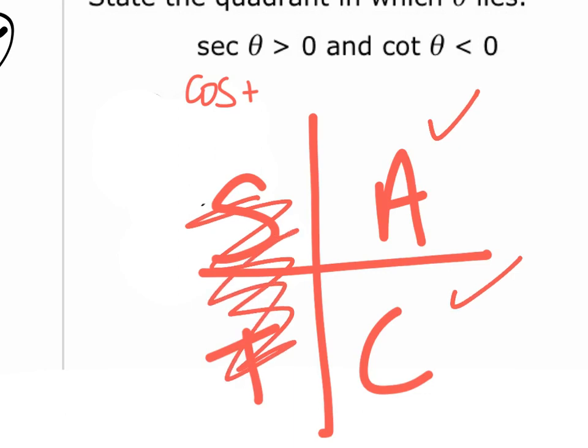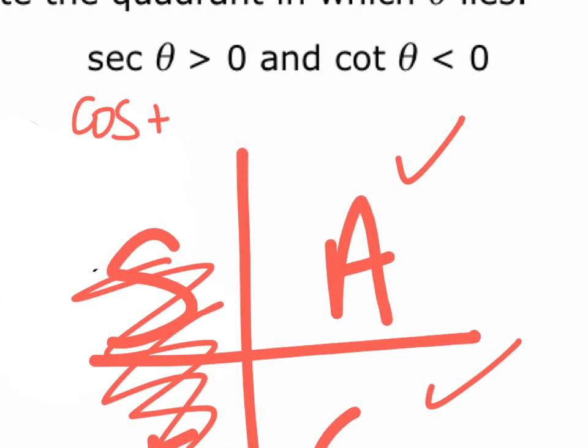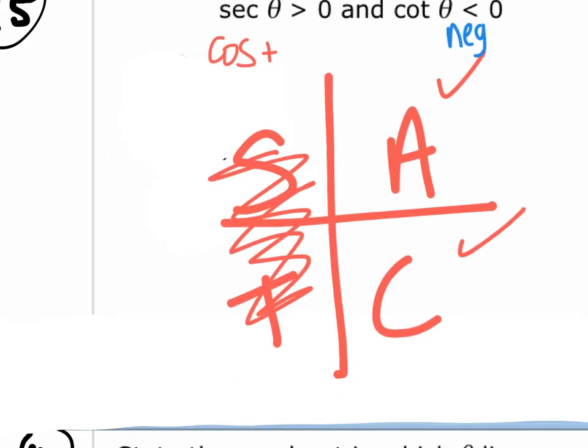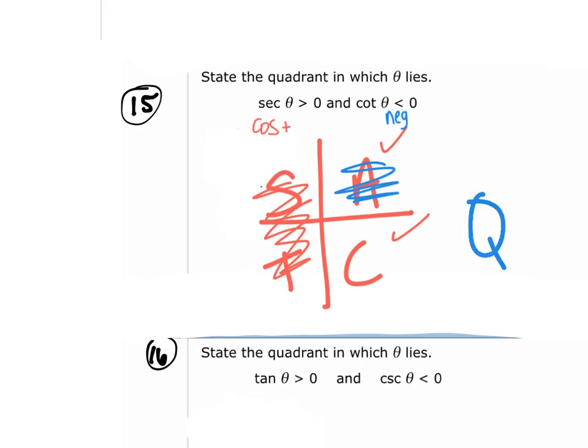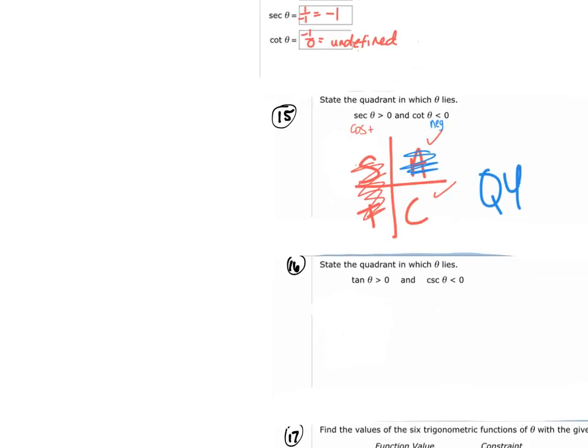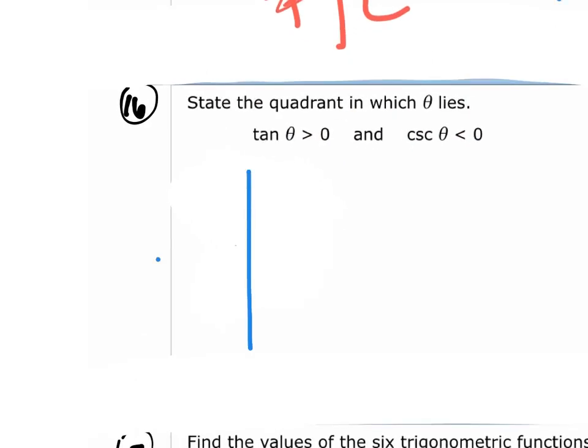Now I'm going to look. My second constraint is where cotangent and tangent are negative. Well, in the first quadrant, everything is what? Positive. So what am I looking at? What quadrant? Quadrant 4. All right, another one.